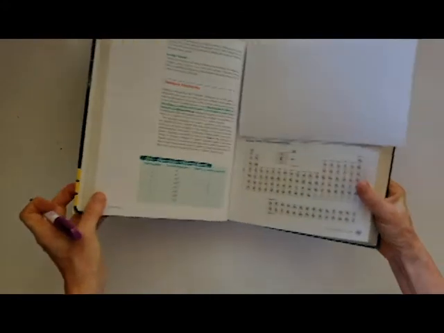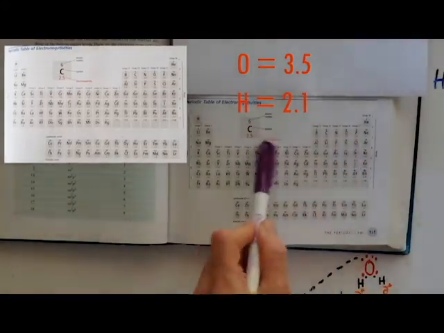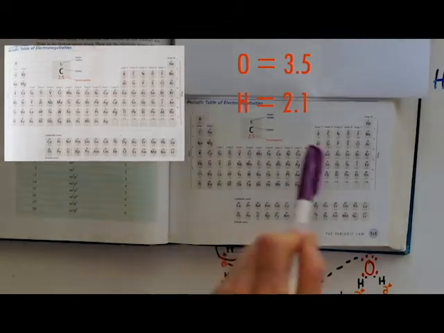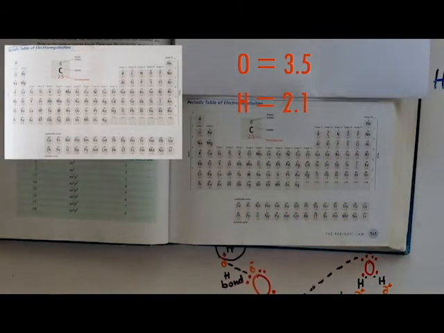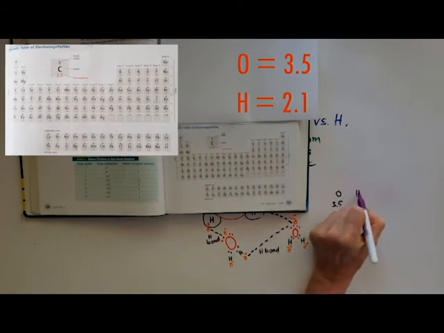The oxygen's electronegativity is 3.5 and the hydrogen's is 2.1. We subtract the two numbers from each other. The difference is going to be 1.4.